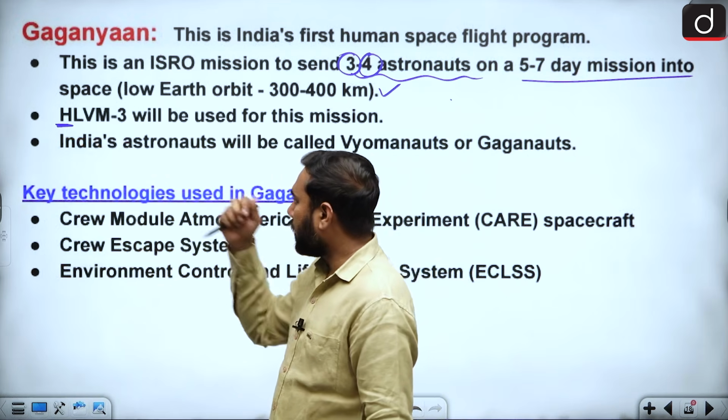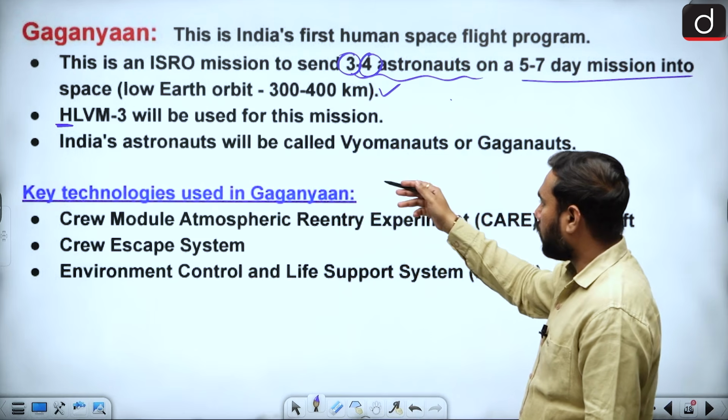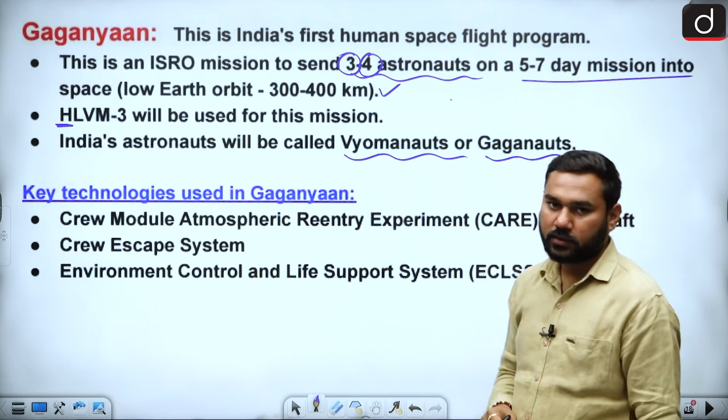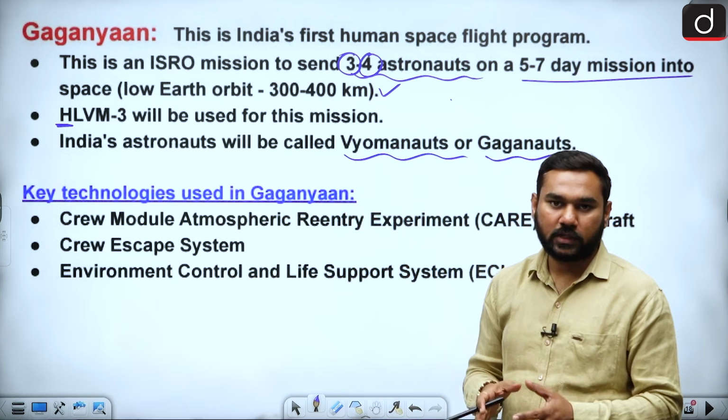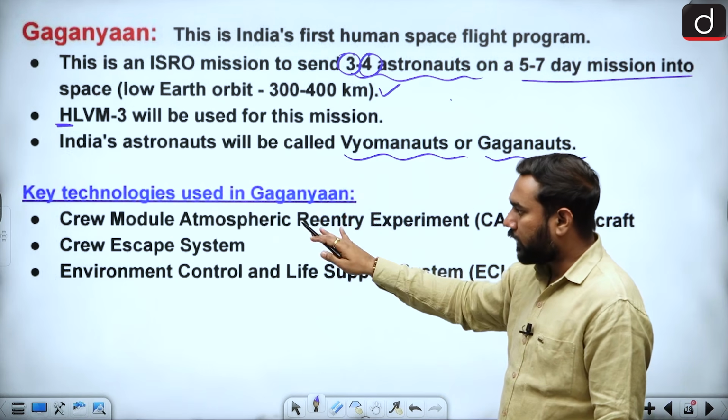So this one is done by your GSLV, and India's astronauts will be called Vyomnauts, or maybe we can say Gaganyauts. So Gaganyauts and Vyomnauts are the names given by ISRO. What are the key technologies?